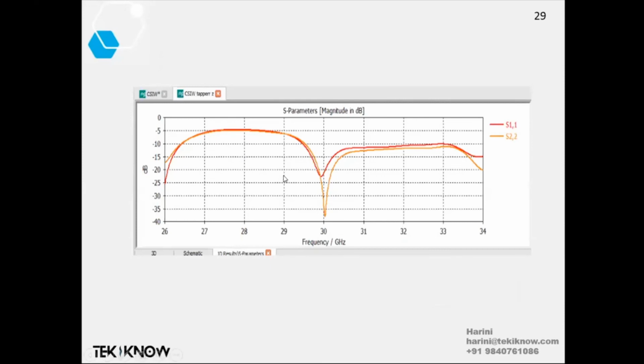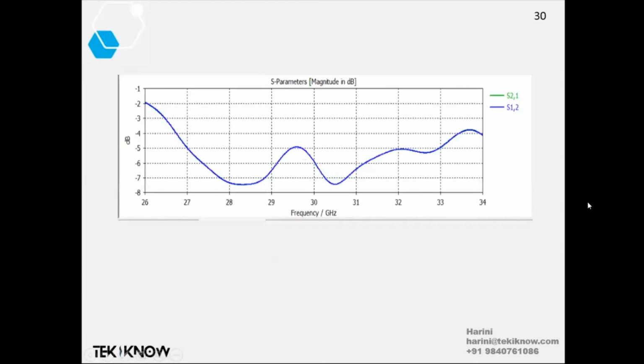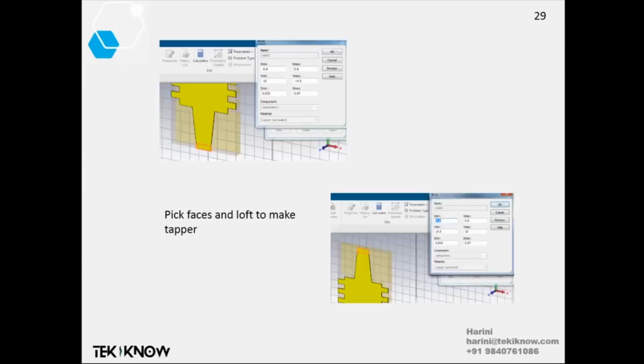Here you can see after making the taper, my SIW will work on 26 and also at 30, sharp 30. At 30 my SIW is working because I made a transition, right? The transition is in the taper section. Here you can see this is S12. Yeah, again, this is what I came to know.